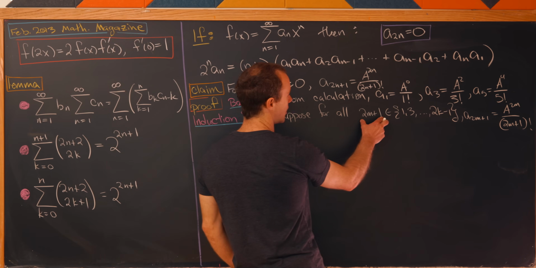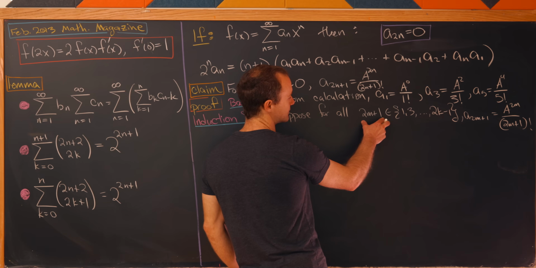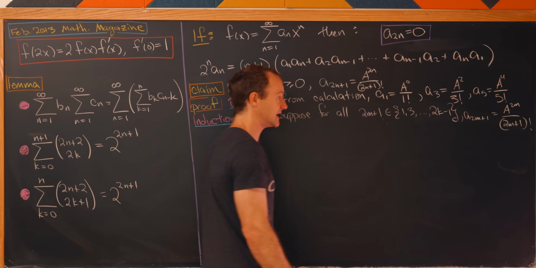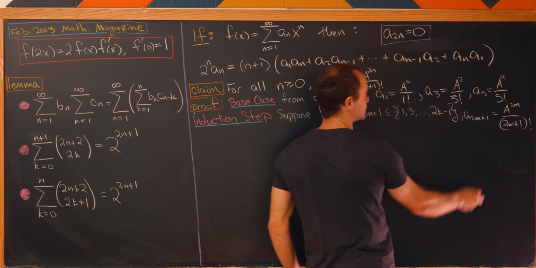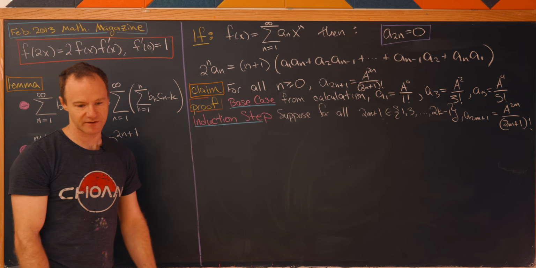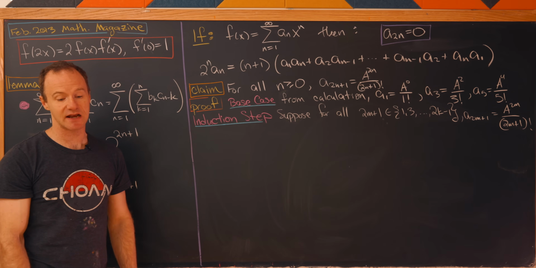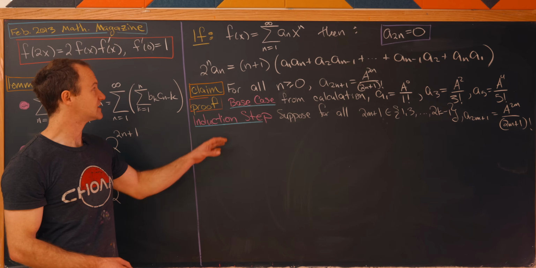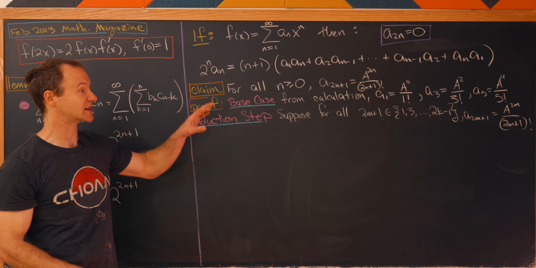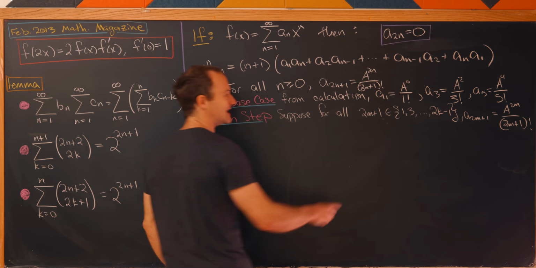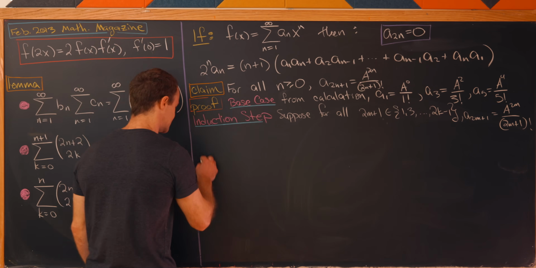Let's suppose for all odd numbers, which I'll call 2m plus 1, from the set 1, 3, 5 up to 2k minus 1, we have a sub 2m plus 1 equals A to the 2m over 2m plus 1 factorial. So this is, again, a strong induction hypothesis. And now let's use our recursion to explore what a sub 2k plus 1 is. That'll be the next odd term outside of this set.